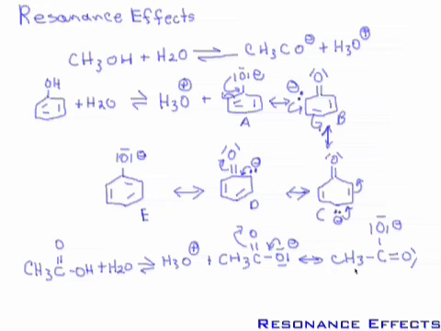Even though you only have 2 structures, these structures are equivalent and equal, and the negative charge is distributed between 2 oxygens. This simple resonance between 2 structures leads to more effective delocalization of the negative charge than what you see in the case of the phenoxide anion.